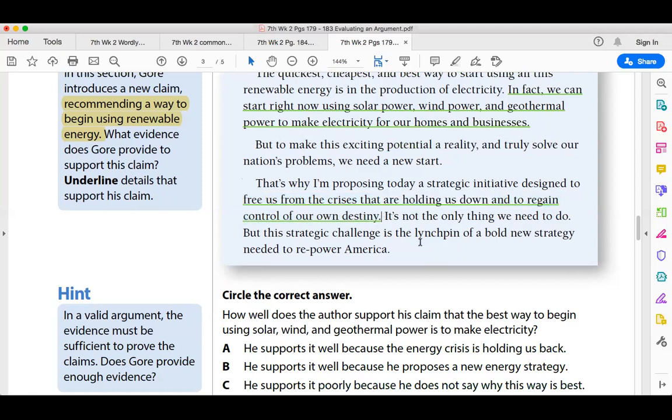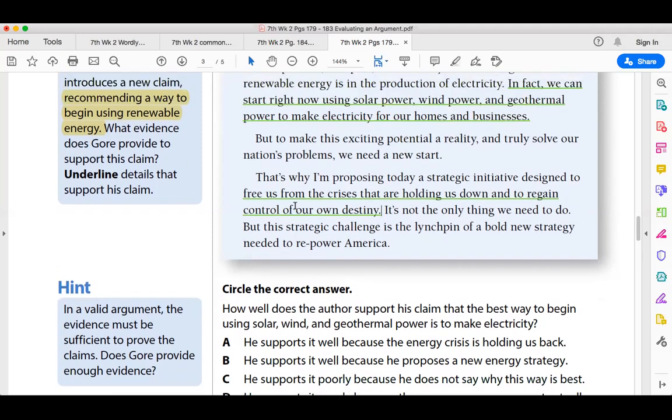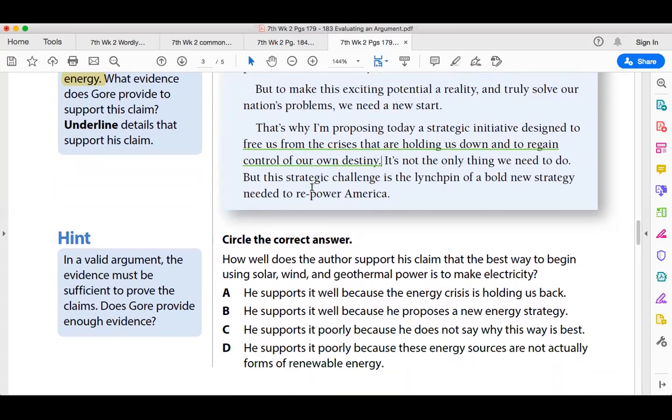Free us from crises that are holding. So there's two claims. There's renewable energy, and that means that you can keep using this over and over and over again. One is solar power, wind power, geothermal. And he's also saying it can help free us from the crisis that we're having now. So look at the things that you've underlined here to help you go down and hint.